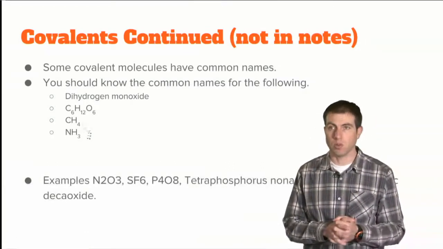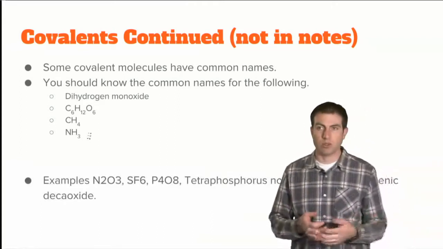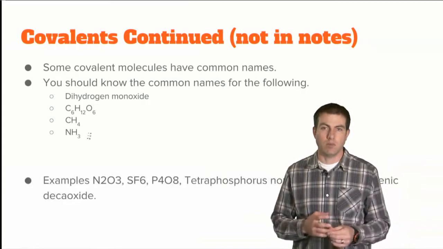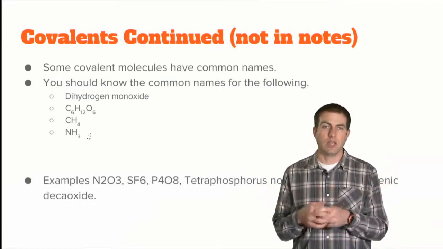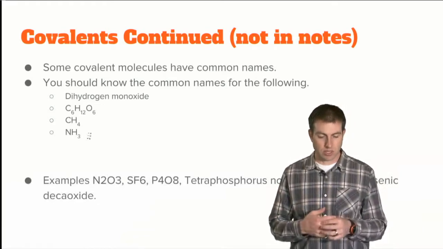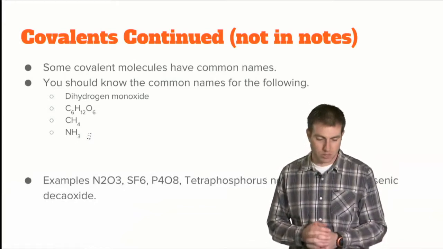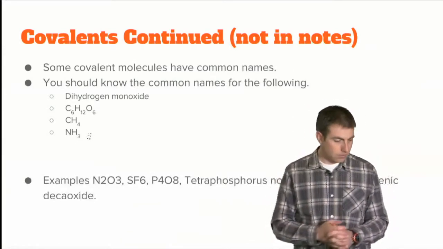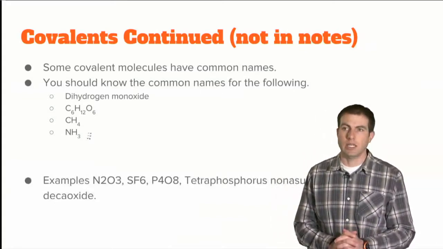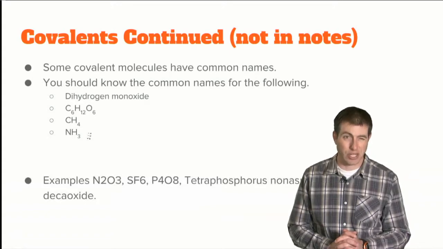It's a popular one. So dihydrogen monoxide is just water. C6H12O6, that's sugar. When we talked about photosynthesis, we had water and carbon dioxide together. In plants, they make sugar, C6H12O6. CH4 is methane, a really common gas that comes from all sorts of different sources. And NH3 is ammonia. Ammonia is, again, a super common thing, but we don't call it nitrogen trihydride. It's just called ammonia.